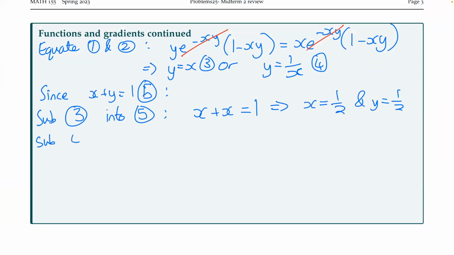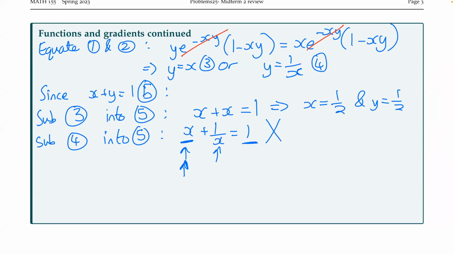What about if I substitute y is equal to 1 over x into my constraint? I'm going to get x plus 1 over x is equal to 1, which we can't do. It's impossible. At least it's impossible with real numbers. If x is less than 1, then this is going to be less than 1, but this is going to be greater than 1, and they're both positive. If x is greater than 1, then the one on the left-hand side is going to be greater than 1, and automatically this is going to be greater than 1 as well. So we can't do this.